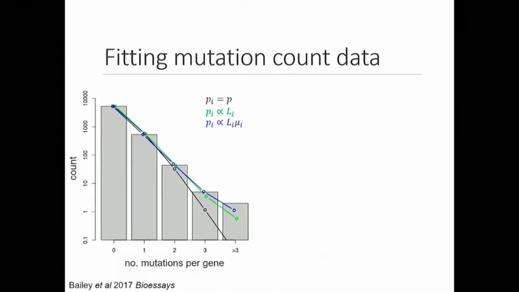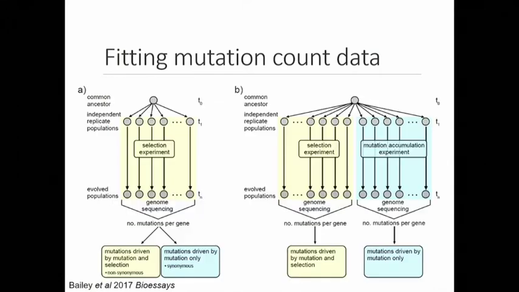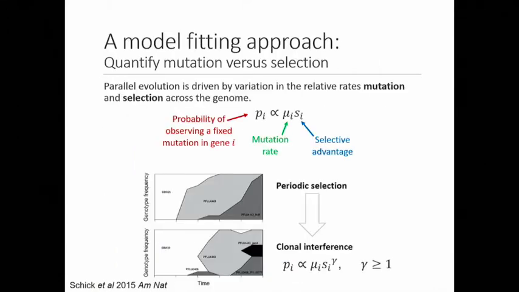And why do we need that? Because what we want to do, let me just go back for a sec, is break down what's going on: how much of this variation in the probability of seeing a mutation comes from gene-to-gene differences in the mutation rate, and how much comes down to gene-to-gene differences in the selective advantage of mutations.